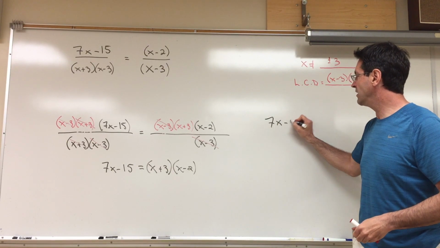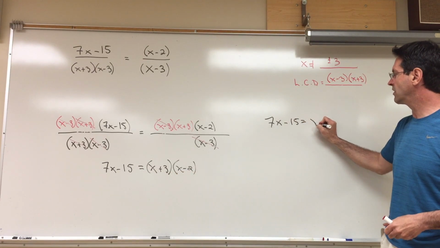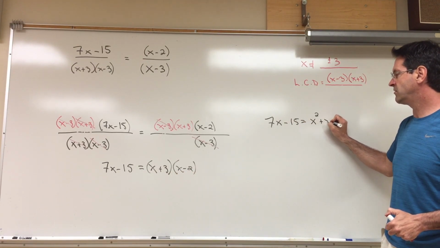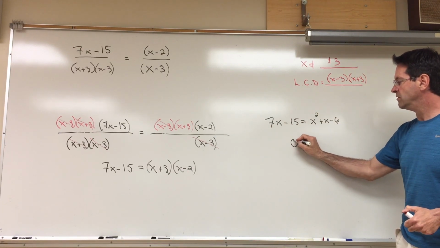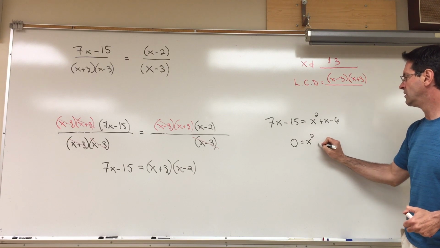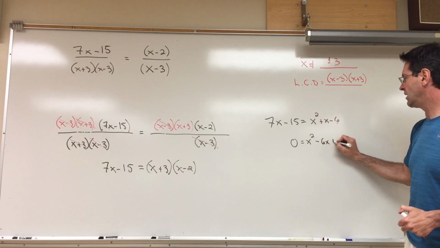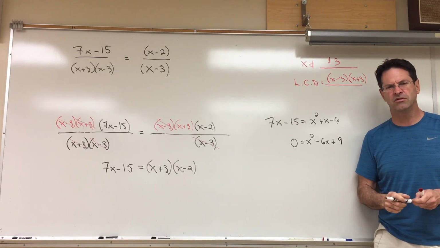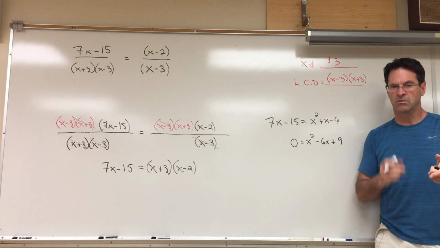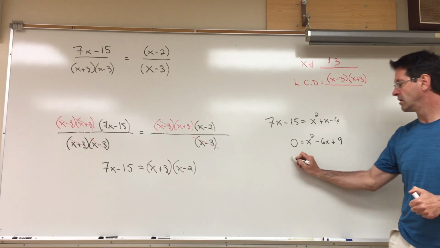7x minus 15 equals, if we do FOIL here, expand and collect like terms, we've got x squared plus x minus 6. Let's bring everything to one side of the equation. 0 equals x squared minus 6x plus 9. We've got ourselves a quadratic equation. How do you solve quadratic equations? Factoring, or use the quadratic formula. You'll have to look that up. This one, fortunately, can be factored.